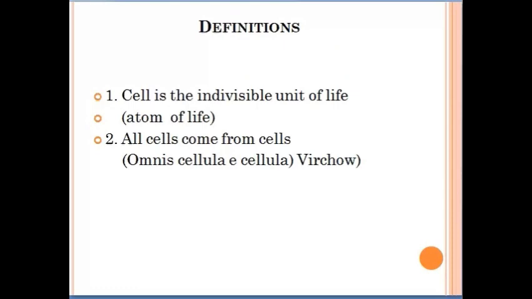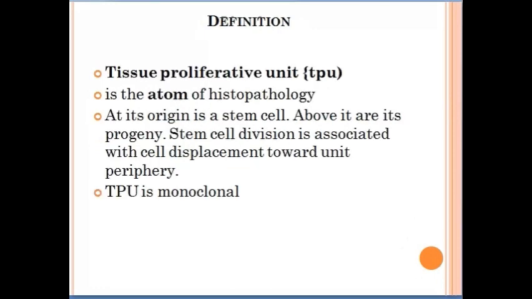So there are definitions which apply to all these units. A cell is an indivisible unit of life, or atom of life. All cells come from cells, and the tissue proliferative unit, TPU, is the atom of histopathology. At its origin is a stem cell. Above the stem cell are the stem cell progeny. Stem cell division is associated with cell displacement toward the unit periphery, and the TPU is monoclonal.